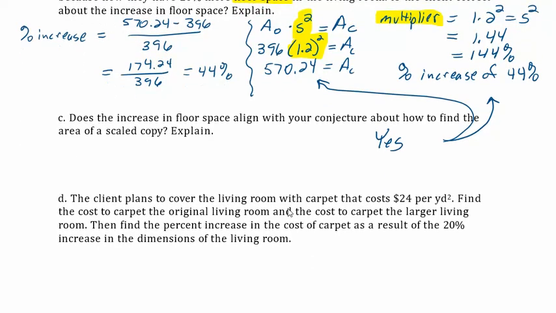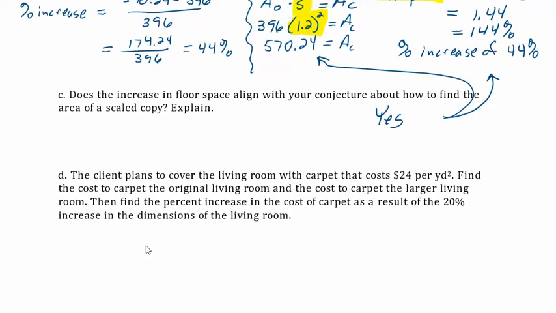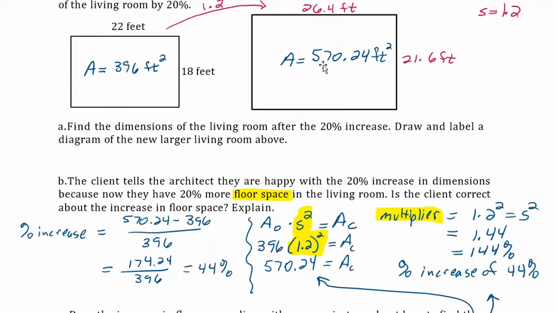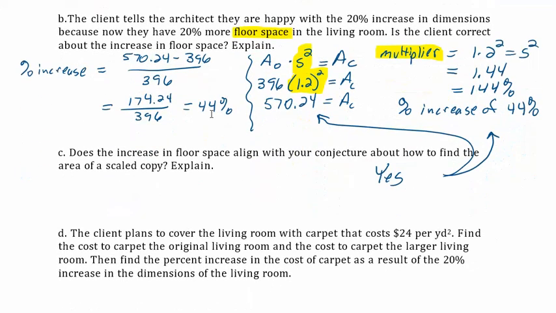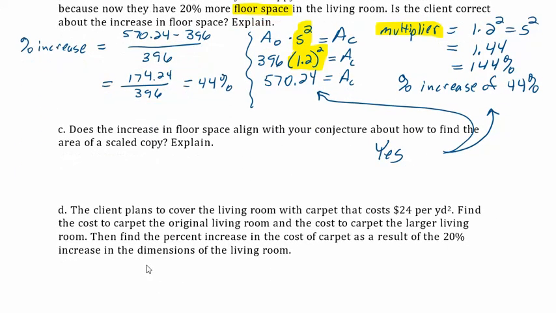Okay, the client plans to cover the living room with carpet that costs $24 per square yard. Square yard. Remember, these are square feet. Okay, shoot. You got to think about square feet and square yards and feet. Find the cost to carpet the original living room and the cost to carpet the larger living room. Then find the percent increase in the cost of the carpet as a result of the 20% increase in dimensions of the living room. So I would like you to do this one on your own, and we will see how you did when you submit your work.